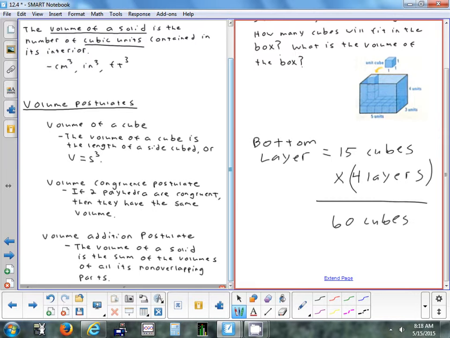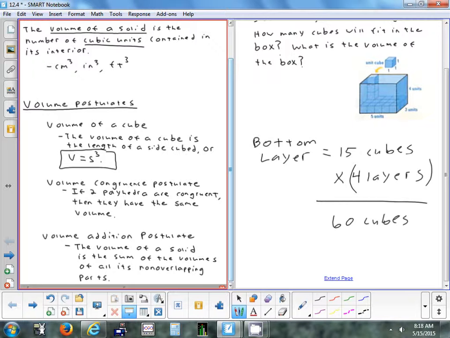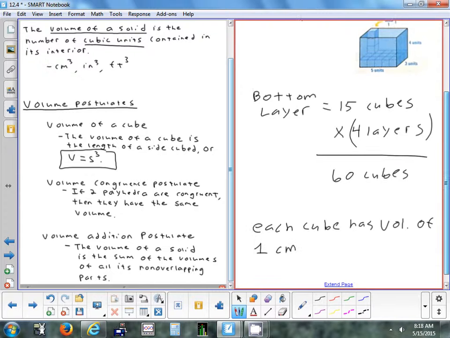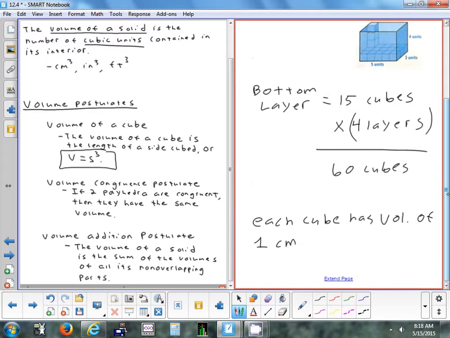Now we just had a formula right here that tells us how to find the volume of a cube. Volume of a cube is length times width times height, or side cubed. So in this case, 1 times 1 times 1. Okay, so each cube has volume of 1 cubic. Did they say what the units were? Just units. All right, I thought they said centimeters. When they don't say a unit, you can just put U cubed, units cubed. So each cube has a volume of 1 cubic unit. It's 1 by 1 by 1. And you have 60 of them.